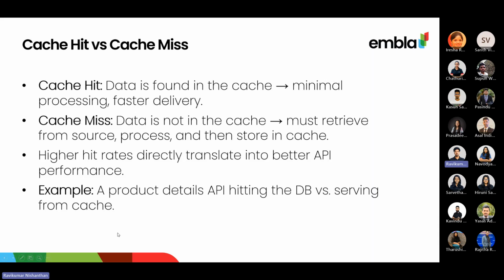For example, imagine an API that returns product details. If the API fetches from the database every time, it's slower and uses more resources. But if it gets that data from cache most of the time, responses are much quicker and database load is reduced.